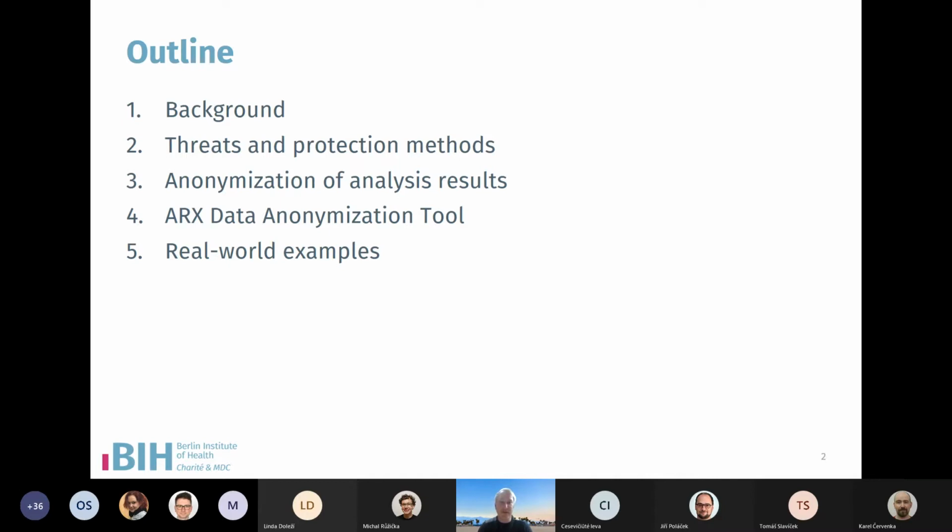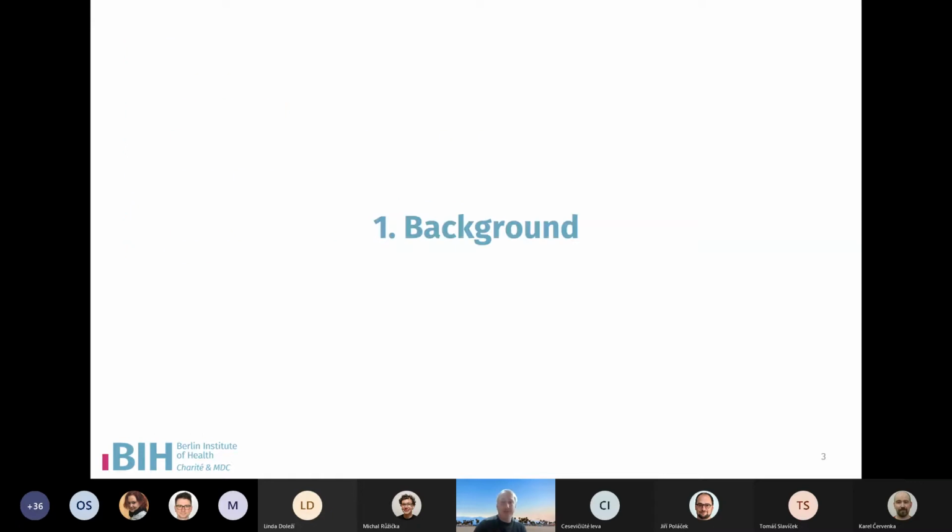I will then proceed to also tell you a little bit about ARX, which is a tool that I and my group have developed over the last almost 10 years, which is one of the quite well-known tools in the field for anonymizing structured data. And I will then also go on to show you a few real-world examples where data anonymization has been put into practice, and try to provide you some insights into how this can be done.